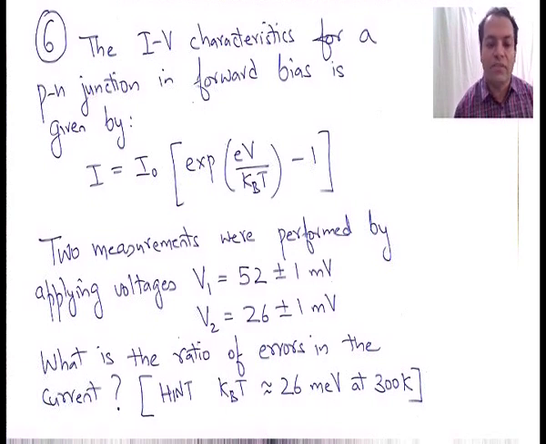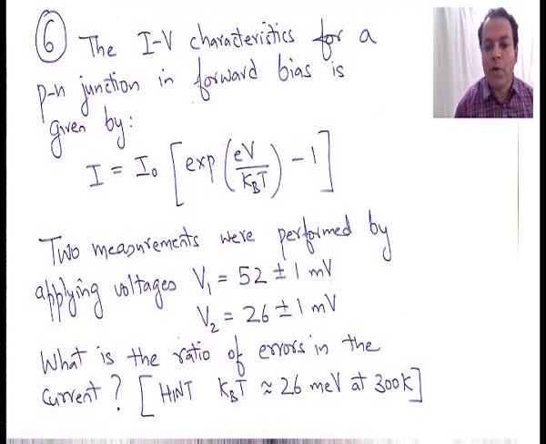Now consider what the question says: two measurements were performed by applying voltages V1 as 52 millivolts with an error of 1 millivolt, and V2 as 26 millivolts with an error of 1 millivolt. We've applied these two different voltages, and because of the error or uncertainty or the resolution in the voltage application, there is a certain error in the current which is measured.